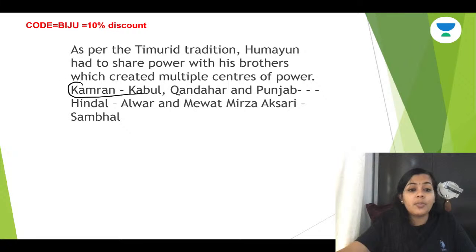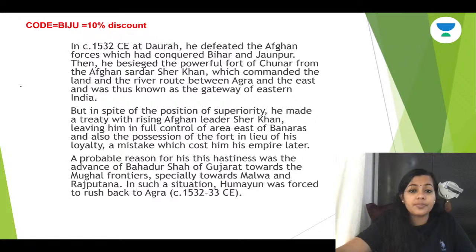That is, Kamran got Kabul, Kandahar and Punjab, Hindal got Alwar and Mewat, and Askari got Sambhal. So this is how he divided his kingdom. Fine.